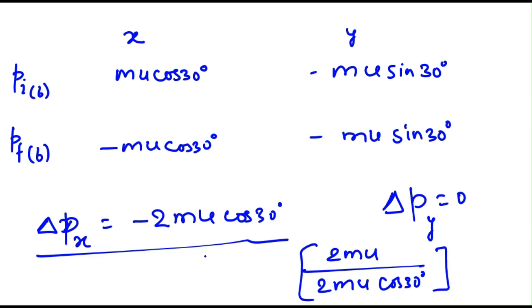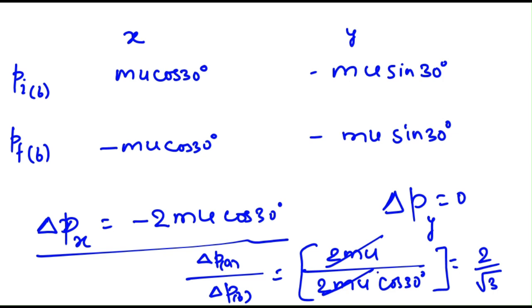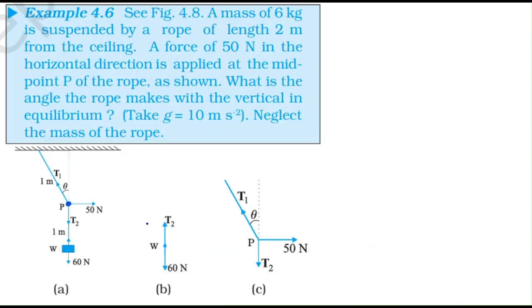So this is the ratio, and you can calculate the ratio of the change in momentum, that is impulse, in case A and case B. You can calculate it very easily. Cos 30 is root 3 by 2, so these things are going to cancel. This will be 2 by root 3, and you can solve further to get some decimal values. Okay. Now moving to the next question.